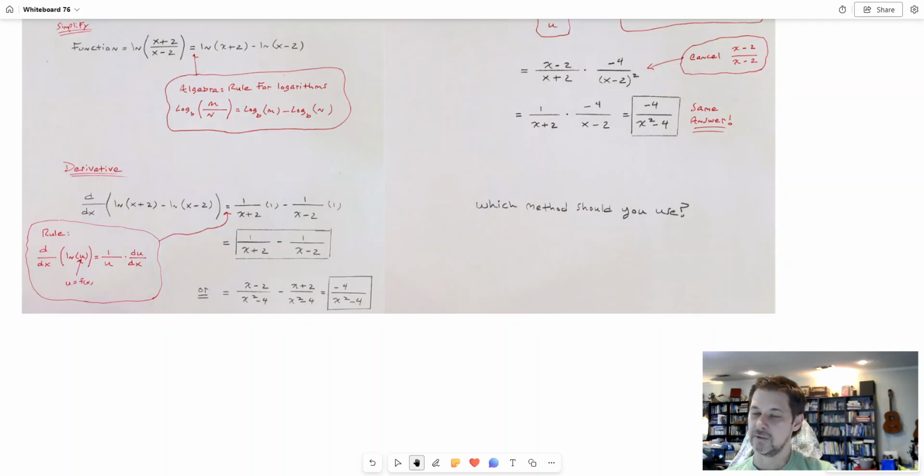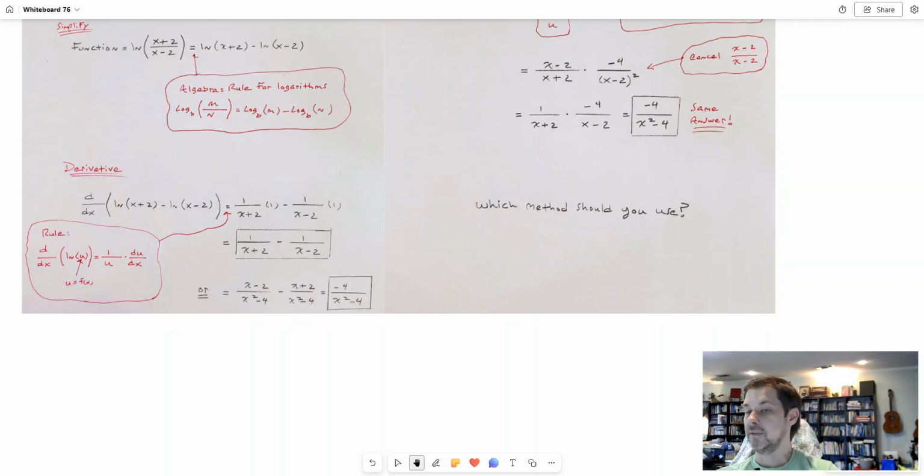So let's look at it one term at a time. What's the derivative with respect to x of natural log (x plus 2)? By this rule, it would be 1 over x plus 2 times the derivative of x plus 2, which is 1. So it's 1 over x plus 2 times 1. Then I carry this minus into my result. And the derivative of natural log (x minus 2) is, with the same rule, 1 over x minus 2 times 1. I wrote those ones to show you how it matches up with what this rule says to do. The ones in each case are the du over dx.